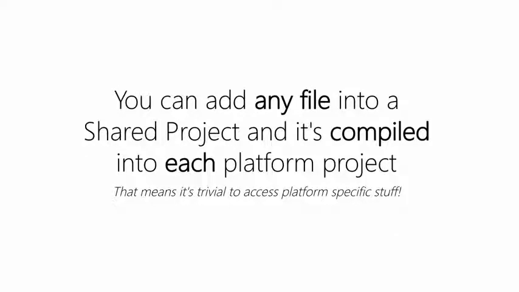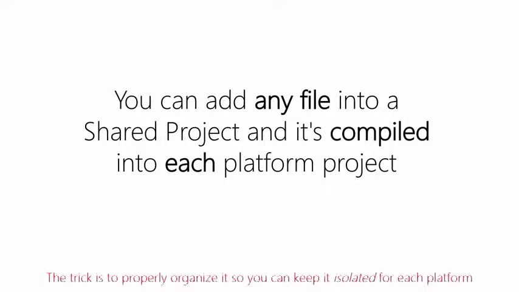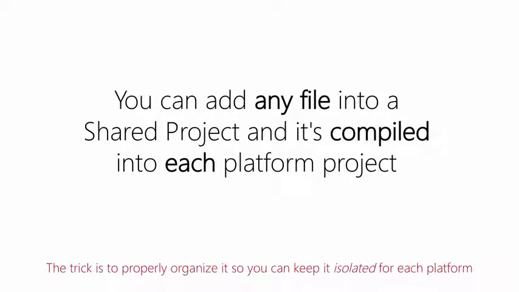Key thing to remember when you start working with platform features in a shared project is that you can add any file into a shared project and it gets compiled into each platform project. That means that it's trivial to access platform-specific features because the source file is actually built as part of that platform. Really, the challenge becomes, how do I organize the code properly so that I can maintain it and continue to extend it in the future?